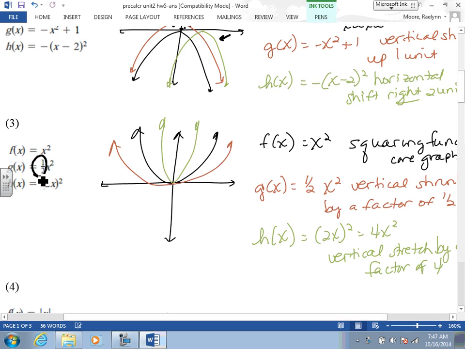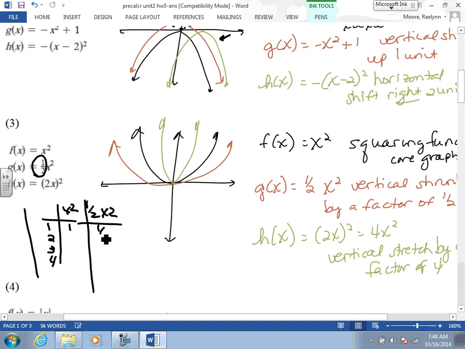This outside of here is actually shrinking this. It changes the distance to 0. So if I did 1, 2, 3, 4, and I plugged a 1 in here, 1 squared is 1 times 1/2. Normally your x squared would say 1. This is 1/2 x squared.